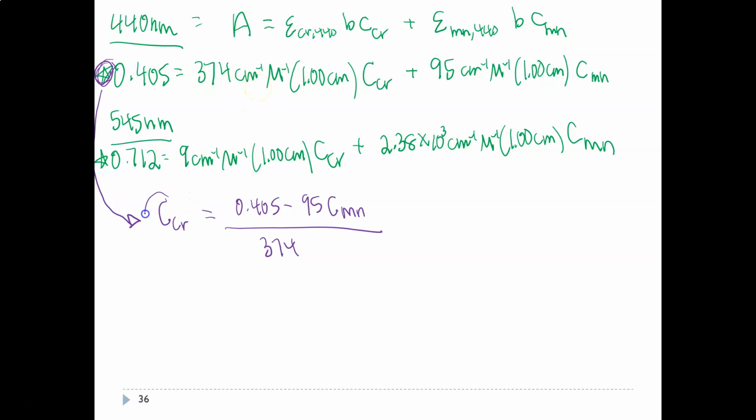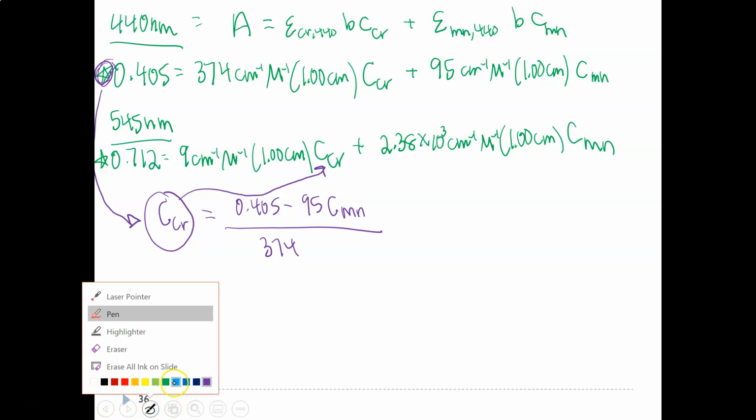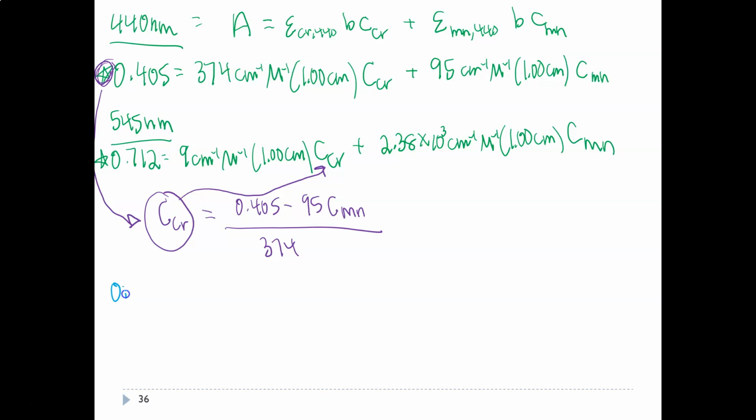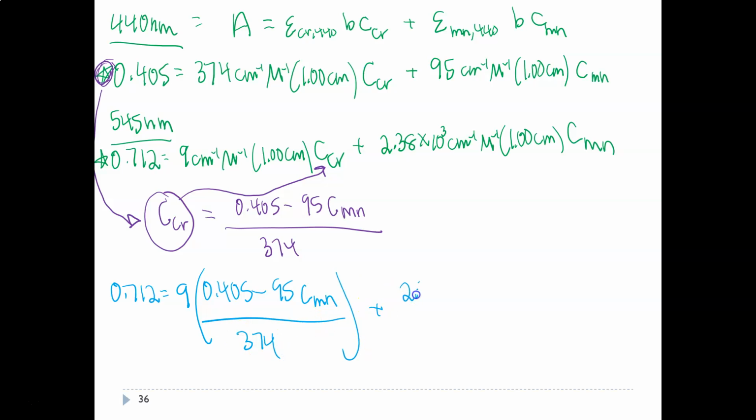So then I'm going to take this, and I'm going to substitute that into equation number 2 to try to make it so I only have one variable. So I'm going to take equation number 2. And instead of concentration of chromium, I'm going to put in this. Plus 2.38 times 10 to the third times the concentration of manganese.